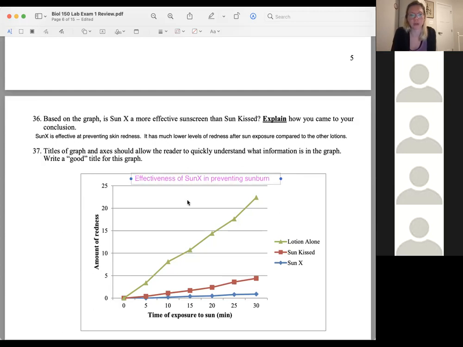So you want to make sure you bring in what was measured so that the reader already knows what is being shown in the graph. So not just that we're looking at sunscreens, but how did we measure looking at sunscreens? Well, skin redness or sunburn. So yeah, a lot of possible correct answers for this question.